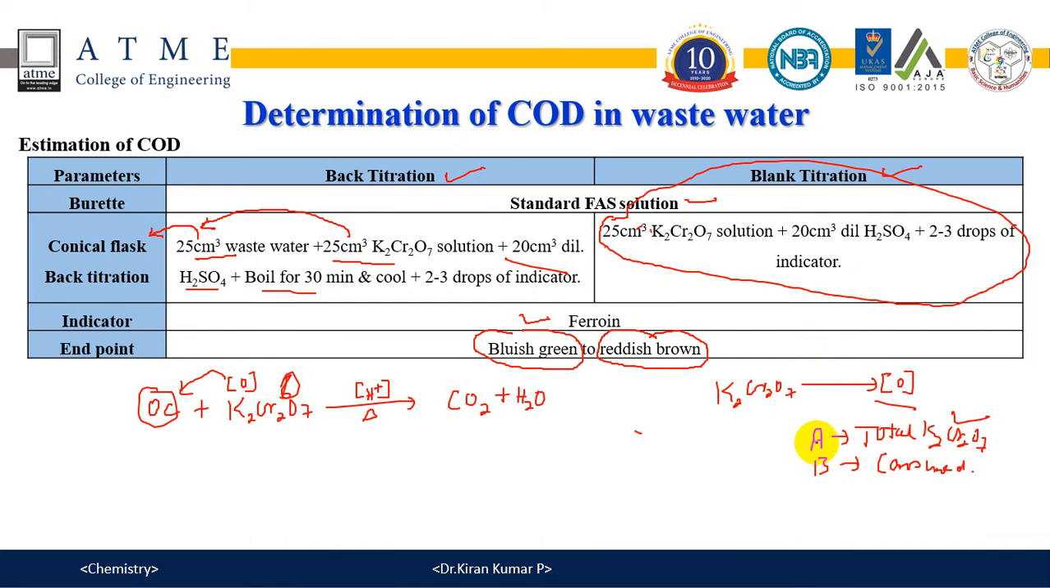Okay, now the remaining K2Cr2O7 after oxidation is called C. Let us call C the remaining K2Cr2O7. So remaining K2Cr2O7 can be calculated by using back titration. Okay, so total minus remaining gives reacted K2Cr2O7. This is the idea.